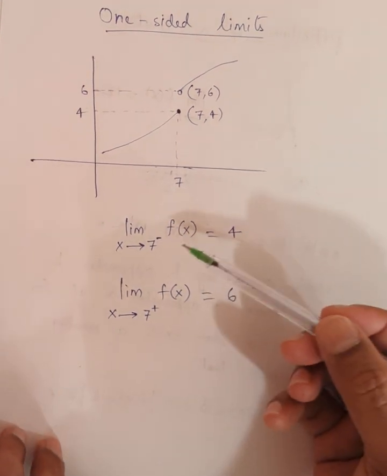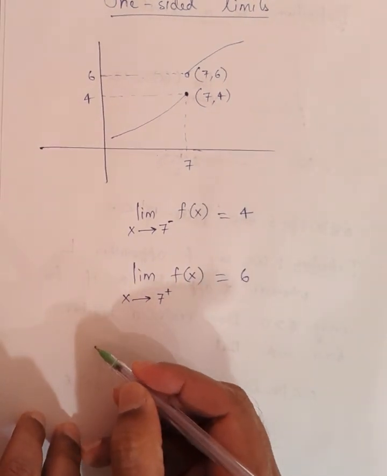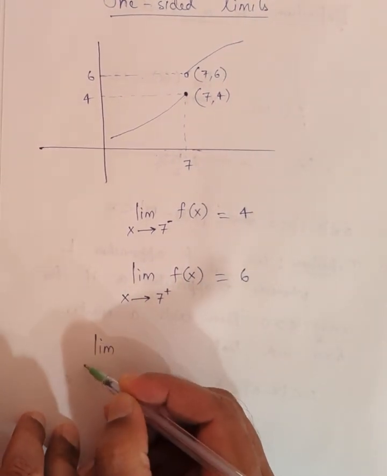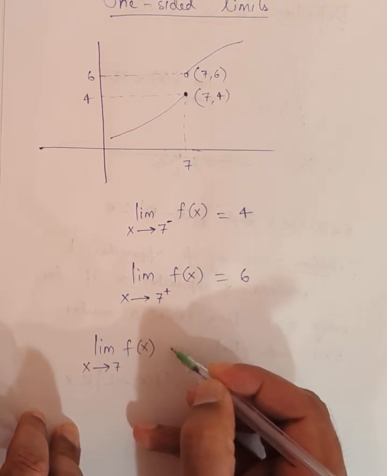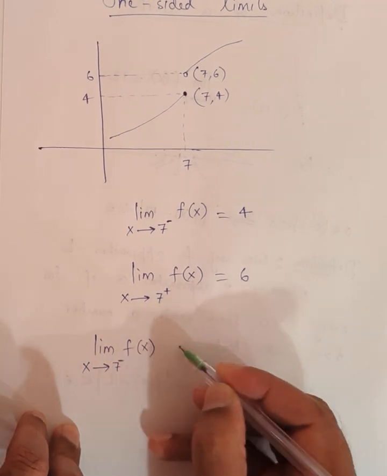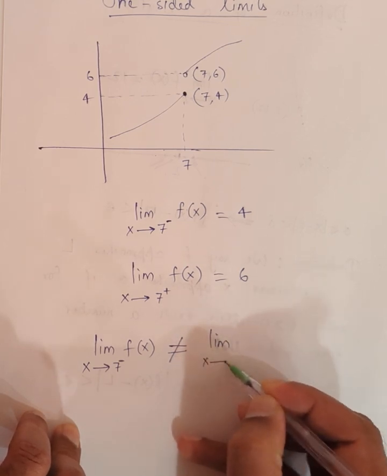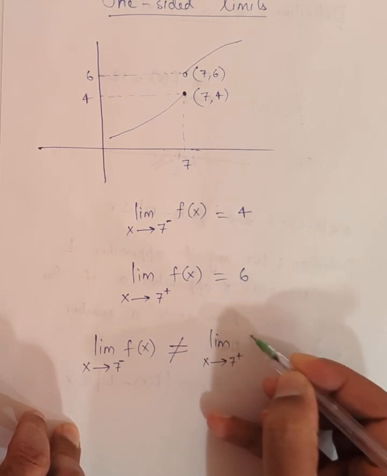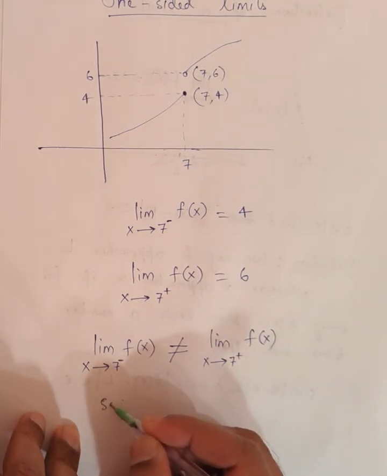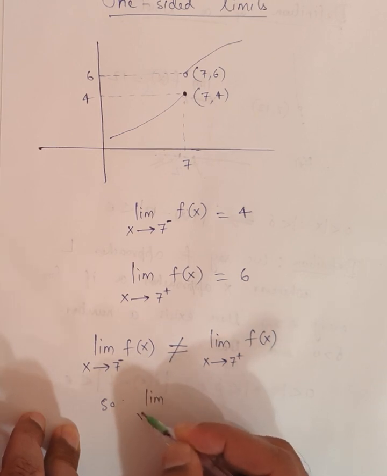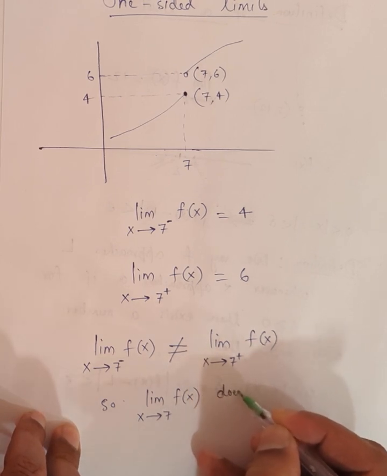So we say that the one-sided limits are different, and then we say this limit does not exist. Let me write this statement: the limit as x approaches 7 minus is not equal to the limit as x approaches 7 plus. So the limit as x approaches 7 of f of x does not exist.